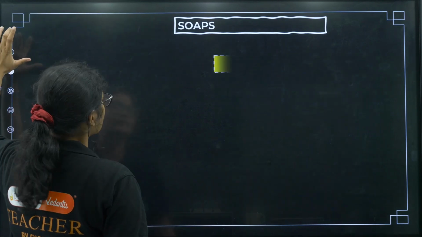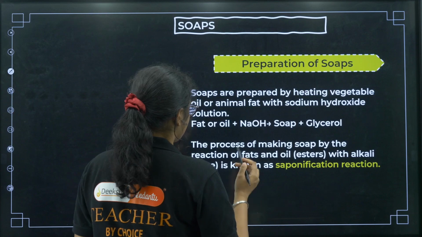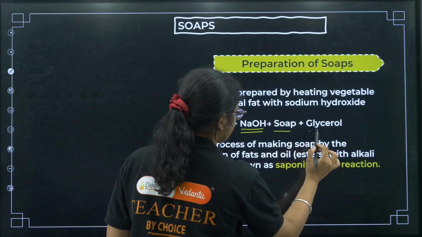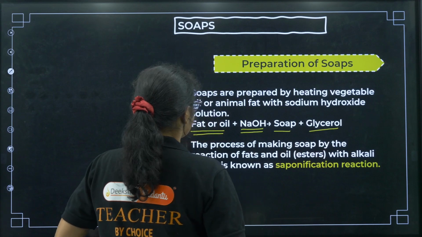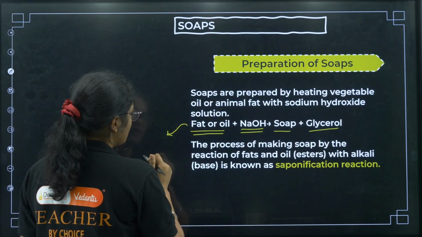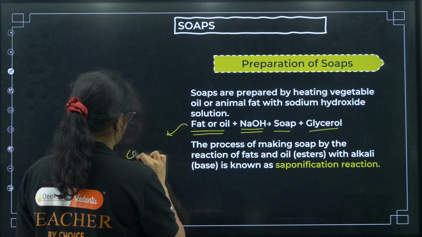Next is the preparation of soap. How is soap prepared? Soaps are prepared by reacting fat or oil with NaOH to give soap plus glycerol. Fat or oil contains, you can say, carboxylic acids.